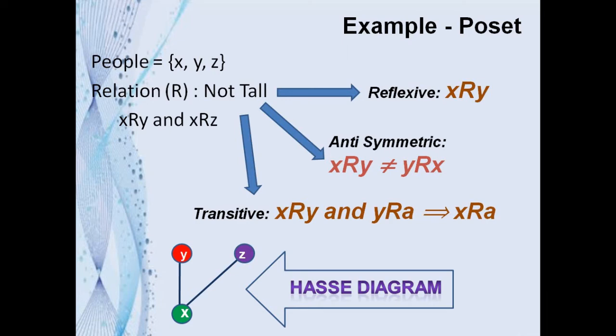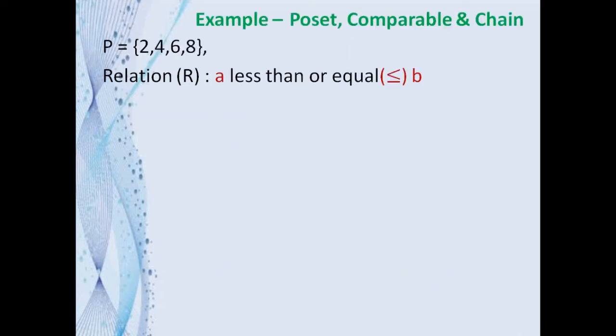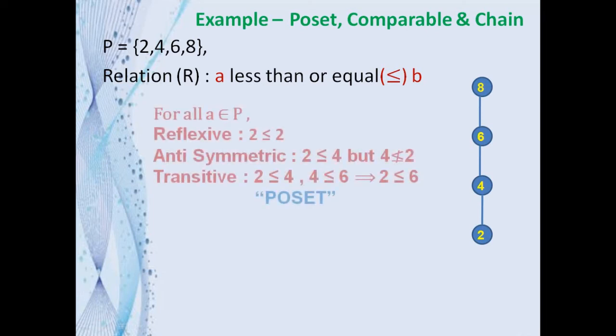We have to draw the Hasse diagram for the set P = {2, 4, 6, 8}, and the relation defined on it is A less than or equal to B. In this Hasse diagram, 2 is the base element and the first node. So 2 is less than 4, 4 is less than 6, and 6 is less than 8. Clearly, this is a poset. And here the nodes are in a sequence, and there is one speciality for this.